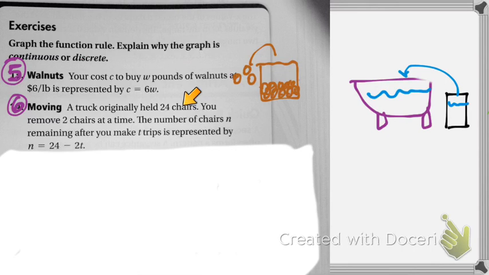A truck originally held 24 chairs. You remove 2 chairs at a time. The number of chairs remaining after you make T trips is represented by this. You are not removing a half a chair. That's pretty much what you have to think of. Up here, I could have a half a pound. Down here, I cannot take out a half of a chair. So this one is going to be discrete. And this one's going to be continuous.